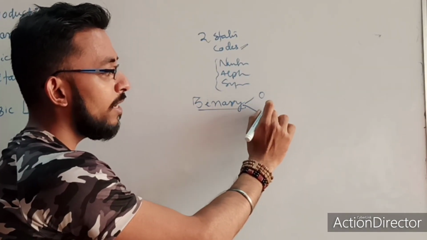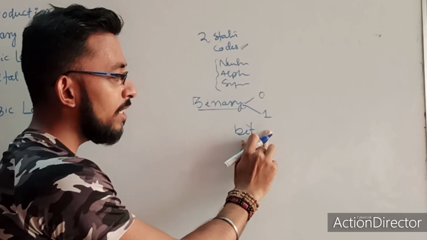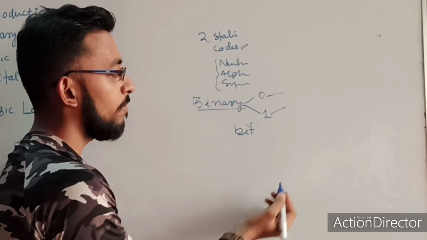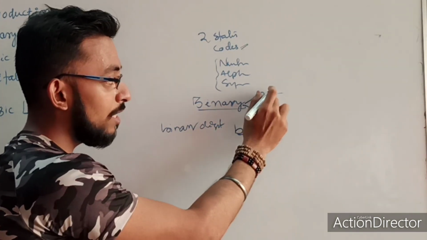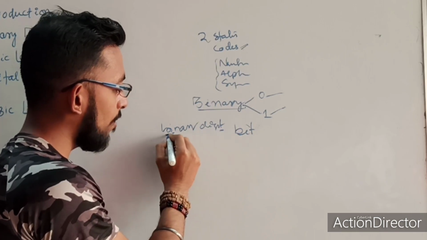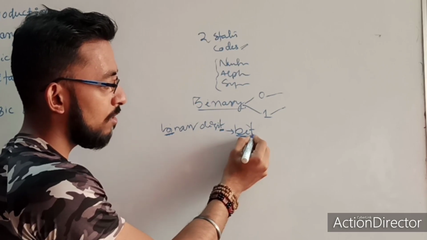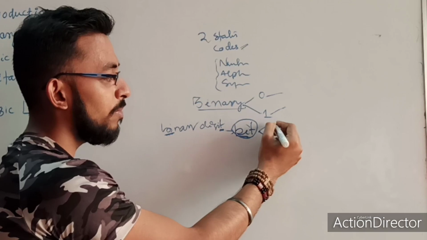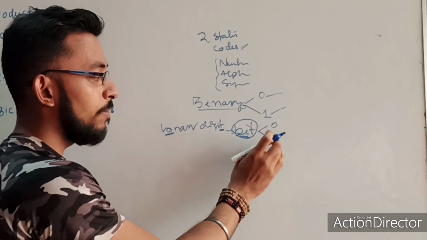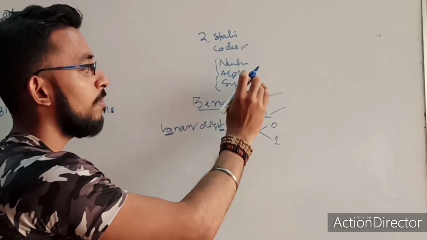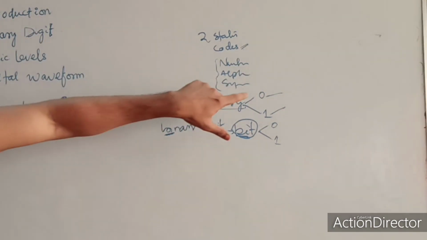These 0 and 1 are called bits. How is a bit formed? This 0 is called a bit, and this 1 is called a bit. The 0 and 1 are the binary digits. If you combine the words binary digit, it will form bit: bi from binary, and t from digit, combined in a way that is called bit. So what are the bits in a binary system? That is 0 and 1. These 0 and 1 will represent numbers or alphabets or some symbols using the codes. So the binary digits are nothing but 0 and 1.